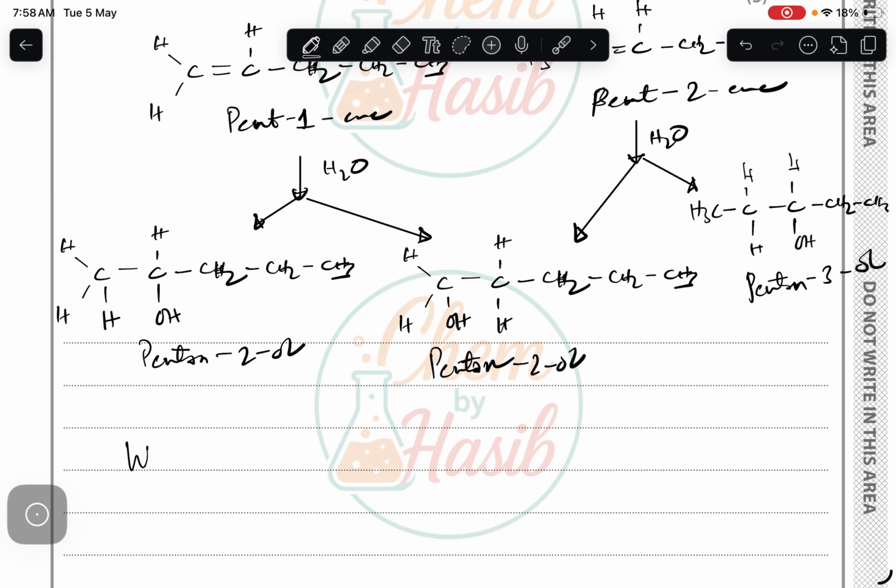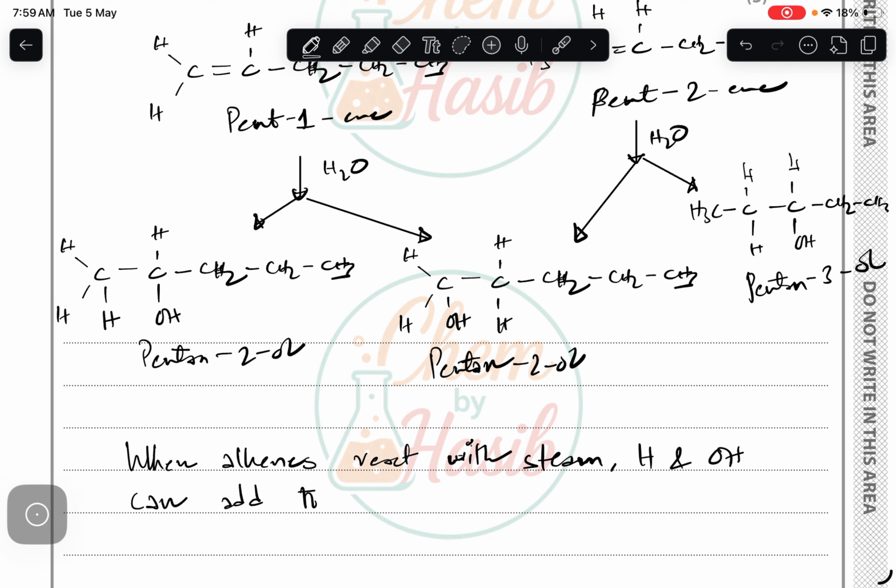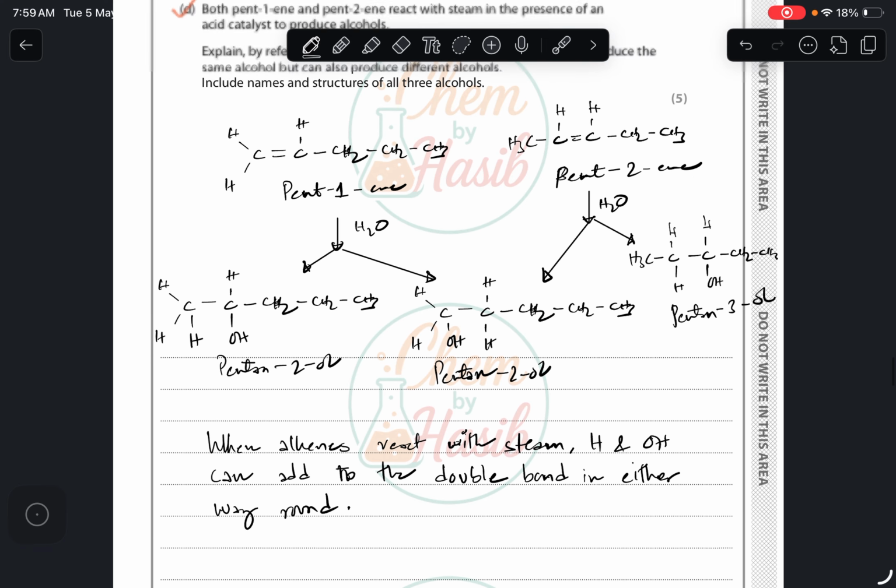So we write here, when alkenes react with steam, H and OH can add to the double bond in either way around. So for this statement, you get 1 mark.